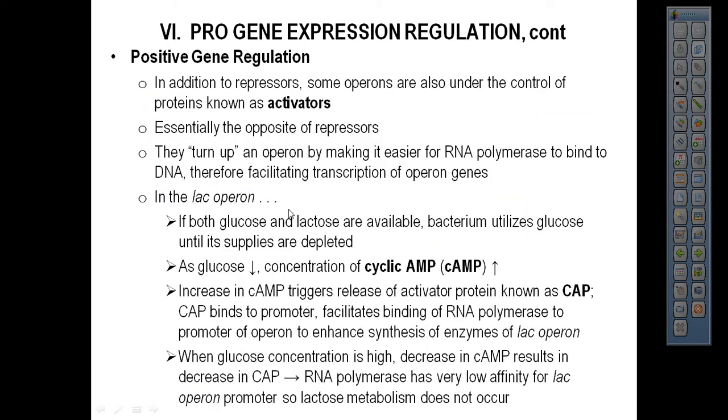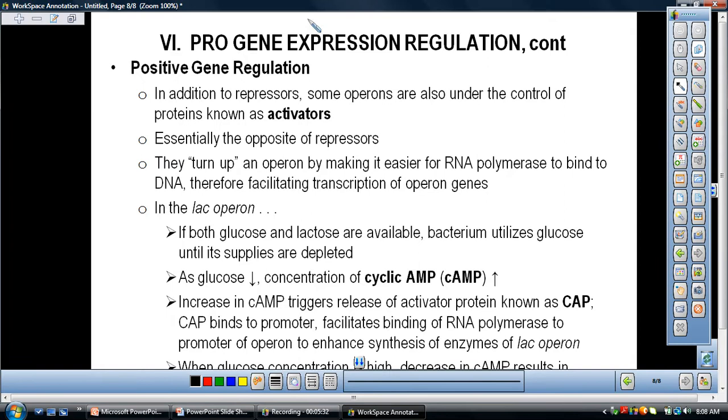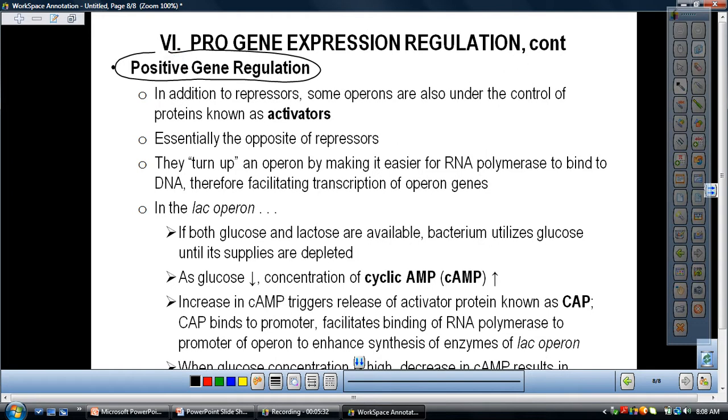Okay? Alright, so now the next slide is something different, because the first two that we just talked about, the lac and trp operons, those are both called negative regulation, negative feedback, but there is a time when there is positive gene regulation. Okay? In addition to repressors, some operons are under the control of activators, things that are essentially the opposite of repressors. They can turn up. In other words, make an operon work faster by making it easier for RNA polymerase to bind to DNA, therefore facilitating transcription of the operon genes. So they speed up, basically.